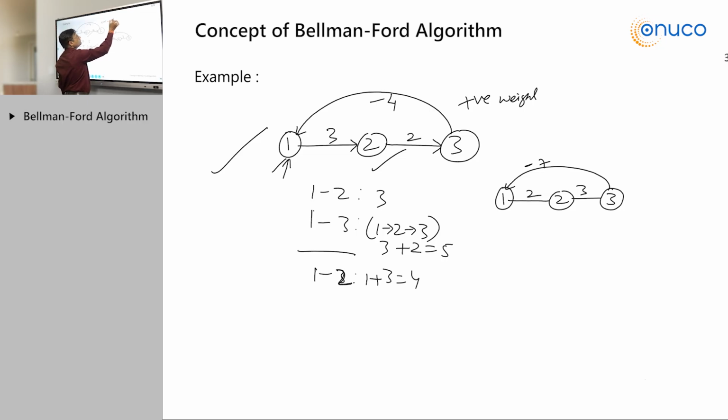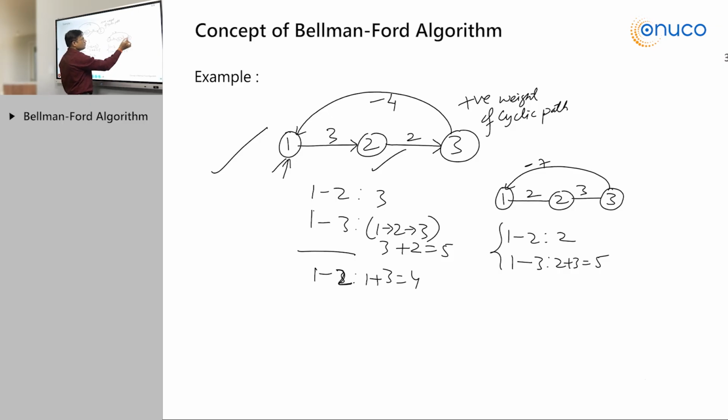Positive weight of cyclic path. But here, what is the distance from 1 to 2? It is 2. 1 to 3 via 2: 1 to 2, 2 to 3 is 2 plus 3, which equals 5. Now, this is the first iteration. Next, what will happen? Suppose after 3 you are coming back to 1. Because this is a cycle, nobody can say that this is my final answer. It can be increased or decreased. So now 3 to 1 is 7.